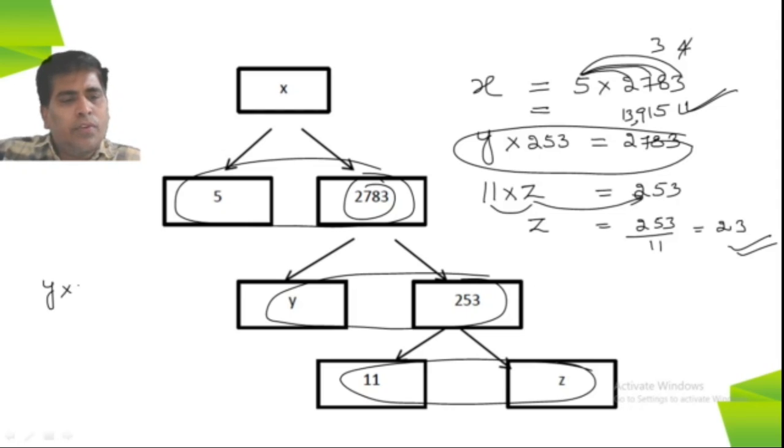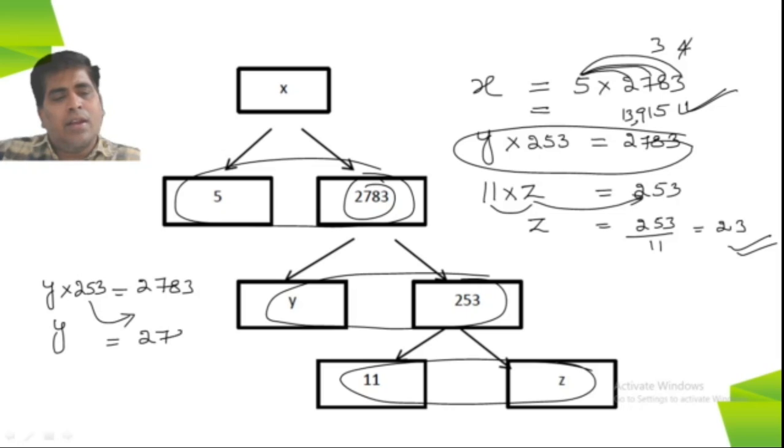So y into 253 is equal to 2783. To get the y value, I have to send the number to that side. 2783 divided by 253. If you divide by 253, you will get the value of y. So 253 ones are 253. Again, 25 is left out, 25 and 3 is left out. 253, again 2 times 253 ones. So it goes by the 11 table. So y is equal to 11.